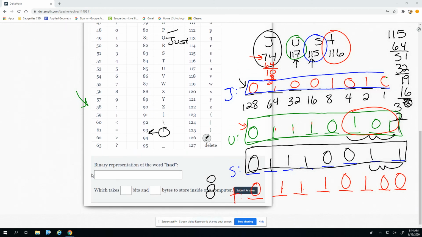Down here for the questions, this is where I would type those digits, which takes blank bits and blank bytes to store inside of a computer. Each of these letters, the J, U, S, and T, is 1 byte. It's 8 bits. So we take 4 total bytes because we have 4 letters. 4 times 8 is 32 bits. So you type in all those digits together and put that in, and that would be your final answer.